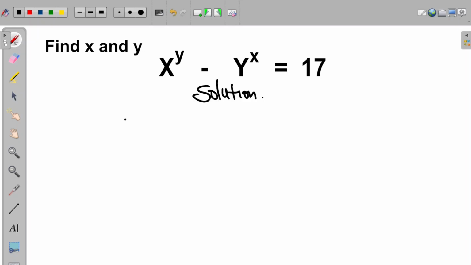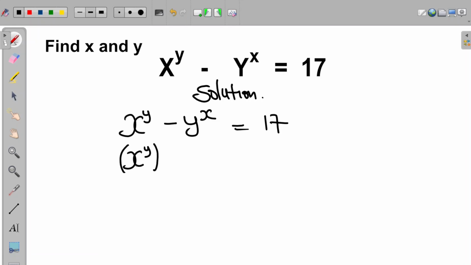So the question says x raised to the power of y minus y raised to the power of x is equal to 17. At this point, the first thing we do is to raise the left-hand side to the power of 2 divided by 2. So this becomes x raised to the power of y, all raised to the power of 2 divided by 2, minus y raised to the power of x, all raised to the power of 2 divided by 2, equal to 17.